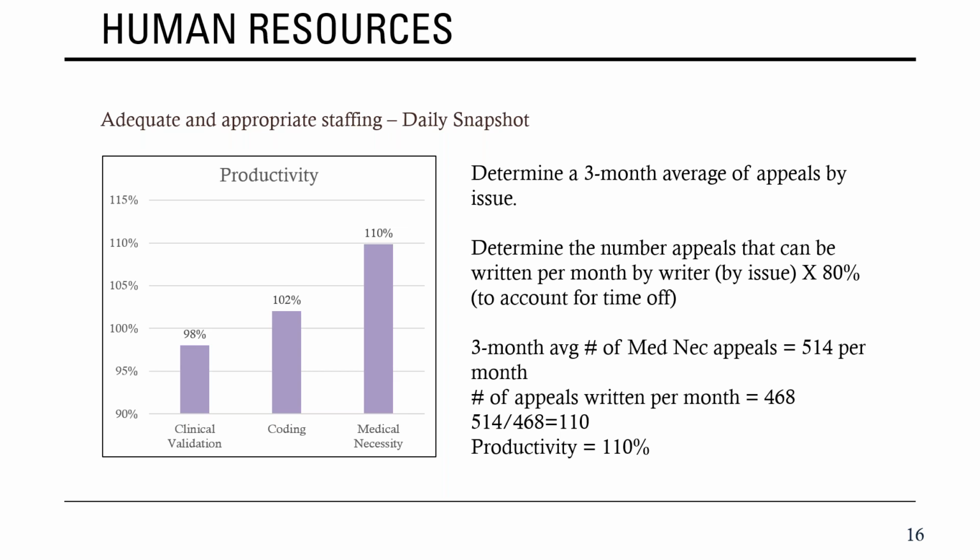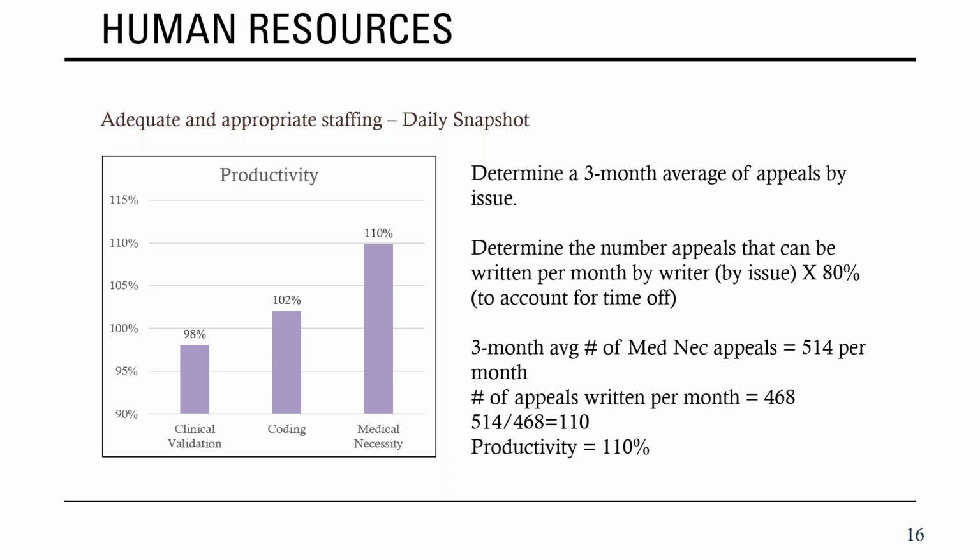Determine the number of appeals that can be written per month by a writer by issue. So if you know that your medical necessity appeal takes you, let's say, 2 hours to write, and you have 10 staff, 2 hours per appeal, times how many hours they work per week, and then by month, you can figure out what that number is.